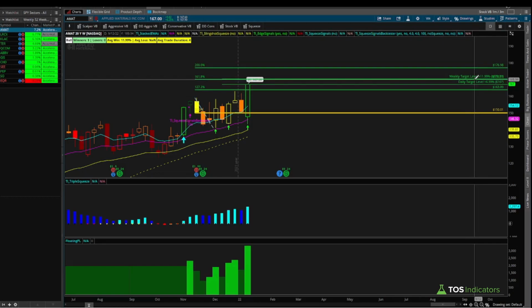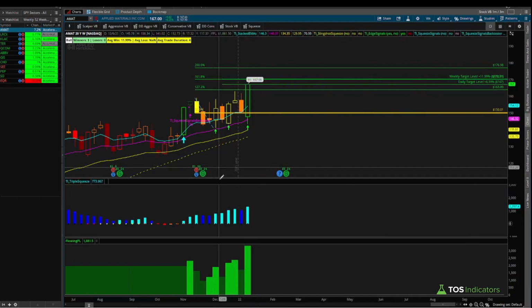So Applied Materials still looks like it has a lot of strength within that stock, so the squeeze may still very well take us not only into the weekly target, but even beyond that in another one that you may be paying attention to.